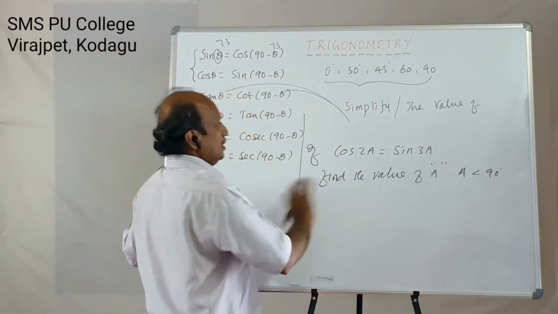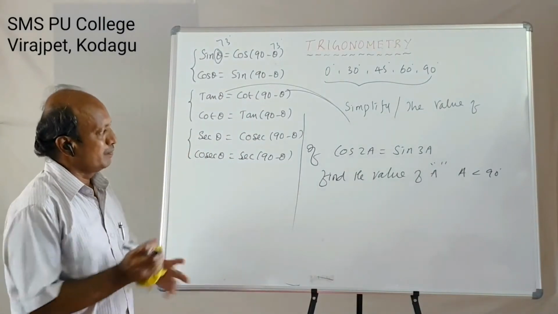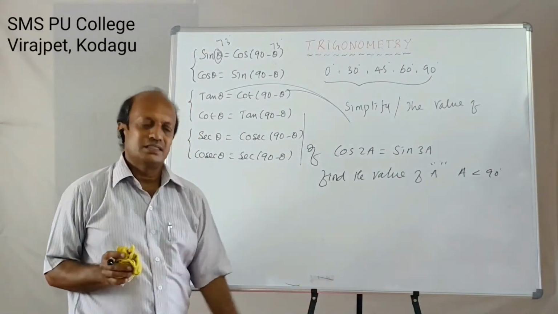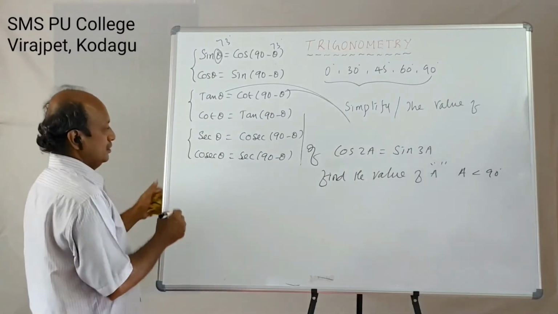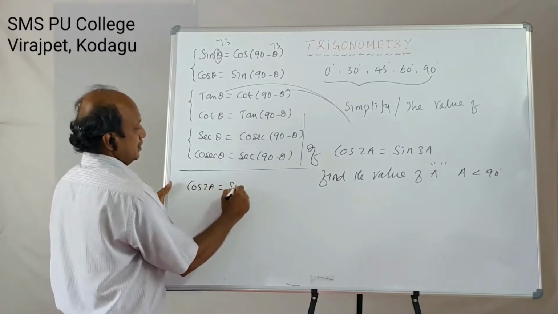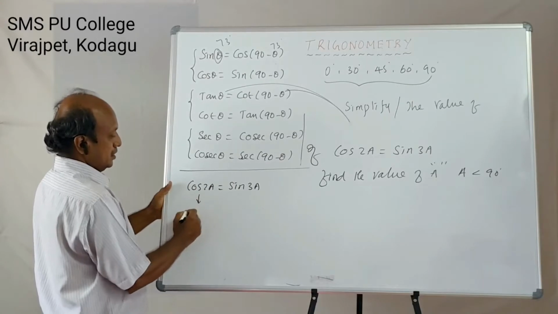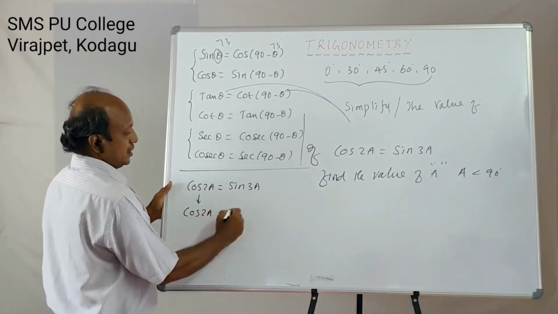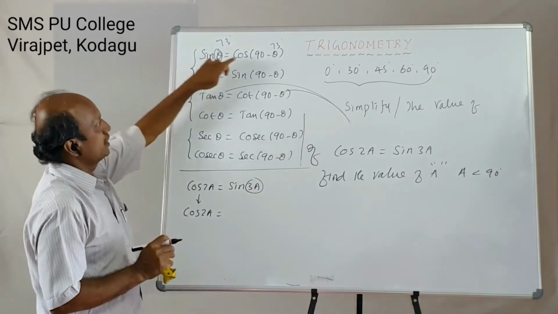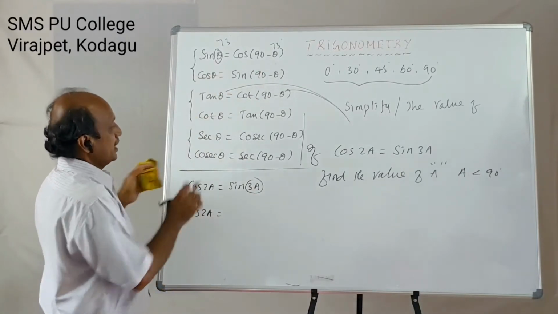Let us take. Here there is no binding. Only one side you have to retain, the other side you have to apply complementary angles. I am going to retain the left hand side as it is and apply complementary angles on the right hand side. What is given here? Cos 2A is equal to sin 3A. Cos 2A is equal to, this whole thing is theta. What about sin theta? Sin theta is cos of 90 minus theta. Instead of theta, you have 3A. Therefore, how will you write sin 3A?